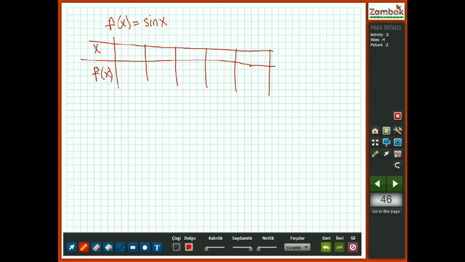For example, from 0 to 2 pi, when x is 0, you know that sine 0 is 0. When x is pi over 2, it's 90 degrees, and sine pi over 2 is 1. When x is pi, just 180 degrees, y is equal to 0. When x is 3 pi over 2, sine 3 pi over 2 is -1. When x is 2 pi, sine is also 0.